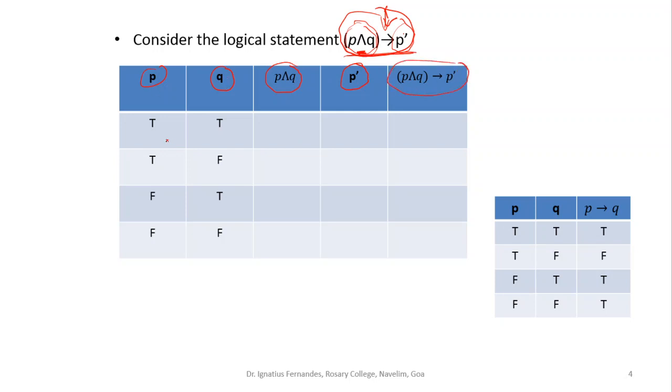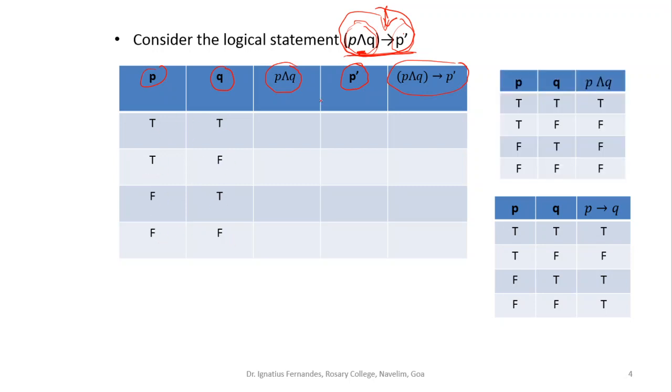Now P and Q, we already know, can take the values TT, TF, FT and FF. So recall the truth table for AND. We know that AND is true only when both P and Q are true. If at least one of them is false, then it is false. So for T and T it is T, for T and F it is F, for F and T it is F, for F and F it is F. I'm using the AND truth table. This is why you need to remember all those 5 basic truth tables.